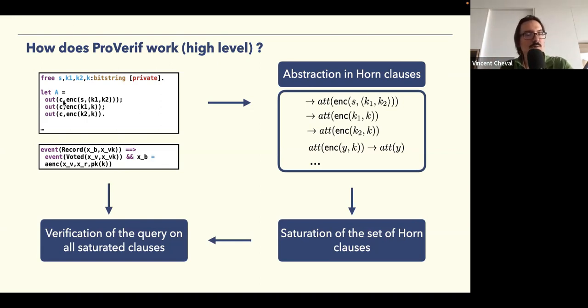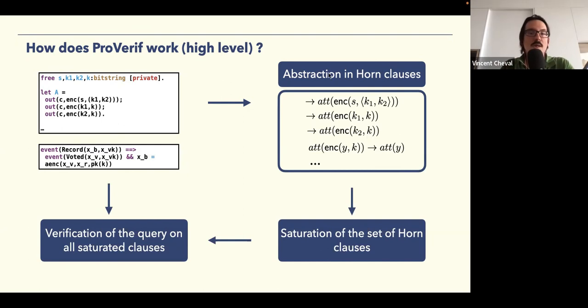But generally, the idea is that ProVerif will take your process and abstract it into a set of Horn clauses. If you look at this process, which is just an output of some encryption on a channel, several outputs like this, then this is abstracted into the attacker knows. Here att represents the attacker predicate, the fact that the attacker knows some message. So without any precondition, the attacker can know the encryption of s by the pair key 1, key 2. Same thing for the output of k1 by k, and so on and so forth.